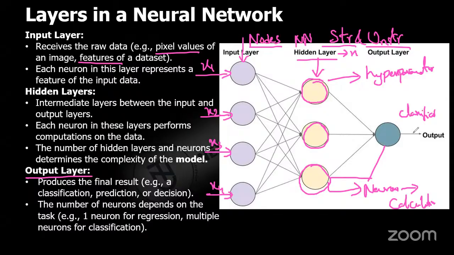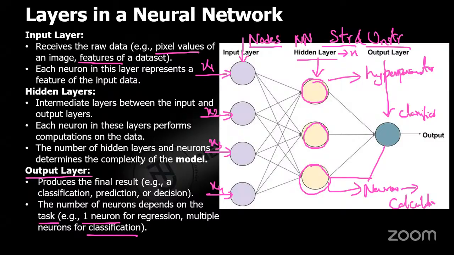And the number of neurons in the output layer depends on the task. If it is a regression case, we'll just go with one neuron. If it is a classification task, and it is a binary classification, we'll go with one. One is enough. But multi-class classification will have multiple neurons, guys. I hope it is clear.